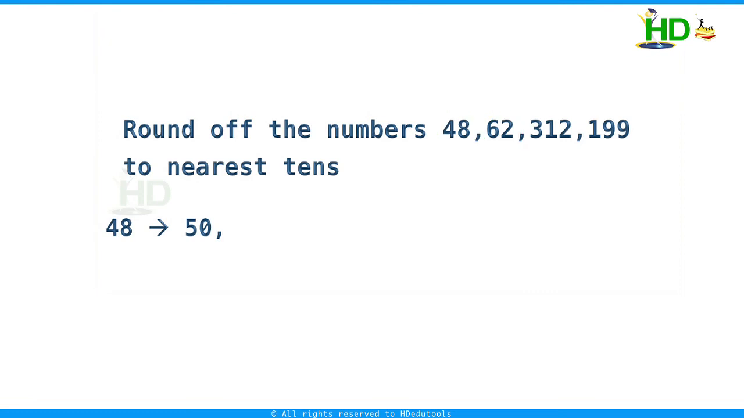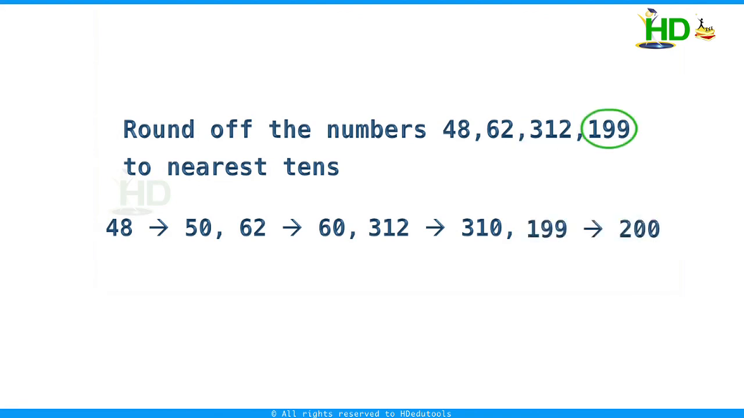Now 62. The 62 is nearer to 60. So we can round off this number 62 to 60. Now 312. This is nearer to 310. Therefore we can round off this number 312 to 310. 199 is nearer to 200. So we can round off this number 199 to 200.